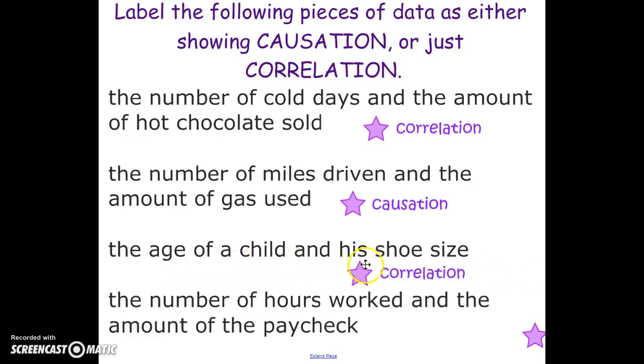Typically, as you get older, your shoe size gets bigger, but your age does not cause your shoe size, meaning that I can't say that every 5-year-old has the same shoe size. The number of hours worked and the amount of the paycheck. This would be causation, because the amount of your paycheck is caused by how many hours you work.